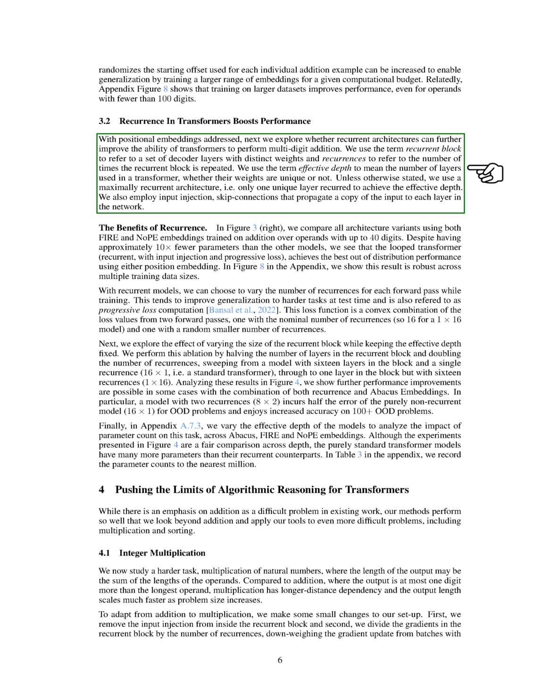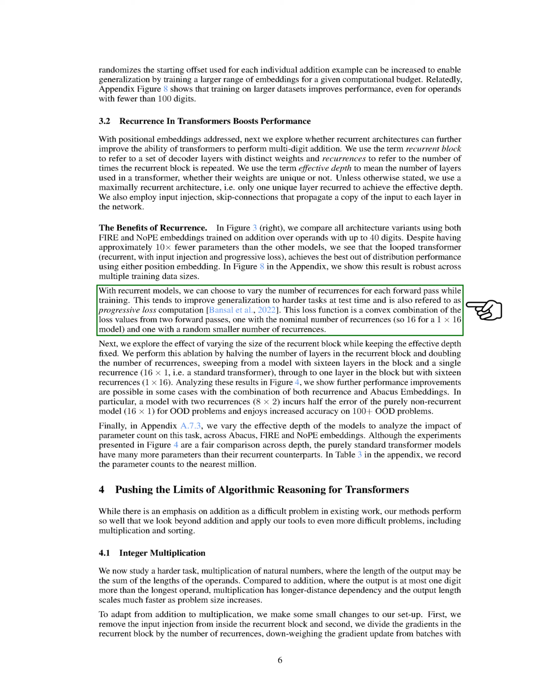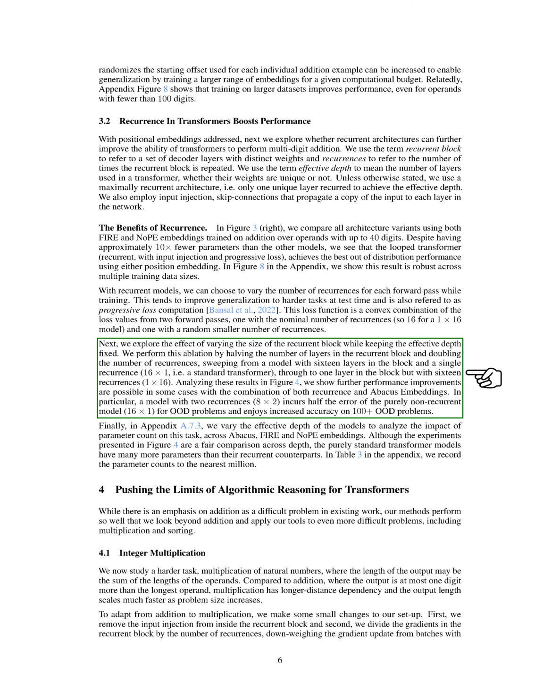Section. The benefits of recurrence. In this section, we compare different architecture variants using both FIRE and NOPE embeddings trained on addition with operands up to 40 digits. Despite having significantly fewer parameters, the looped transformer achieves the best out-of-distribution performance. We can adjust the number of recurrences during training to improve generalization, known as progressive loss computation. By varying the size of the recurrent block while keeping the effective depth fixed, we observe further performance improvements in some cases with the combination of recurrence and abacus embeddings.